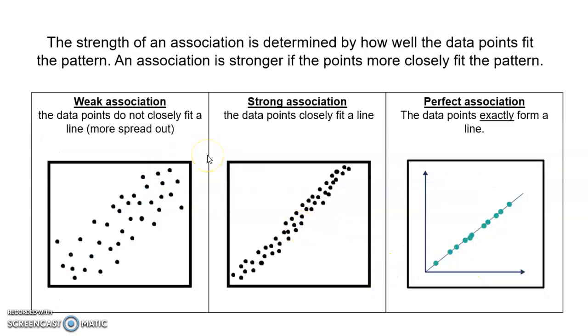The strength of an association is determined by how well the data points fit the pattern. An association is stronger if the points most closely fit the pattern. In this lesson, we're talking about linear relationships, so we're going to look at how closely the data points fit a line. Here, these data points are more spread out, so that is considered a weak association. Here, the data points very closely fit a line, so that is considered a strong association. In a perfect association, the data points will exactly fit a line.